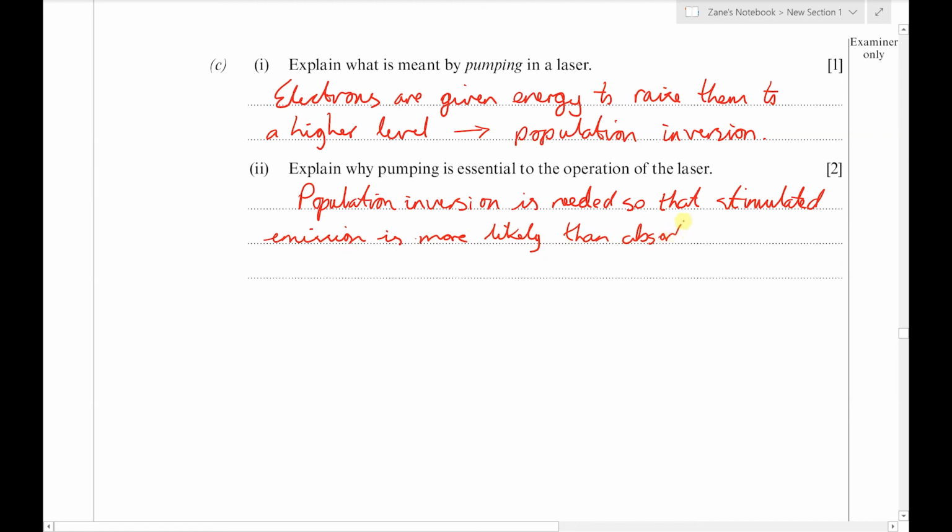Now in stimulated emission we gain a photon, in absorption we lose a photon, and the job of a laser is to increase the number of photons, identical photons that we get. So we need that stimulated emission to be happening more often than absorption to make sure that we have an increase in the number of photons.